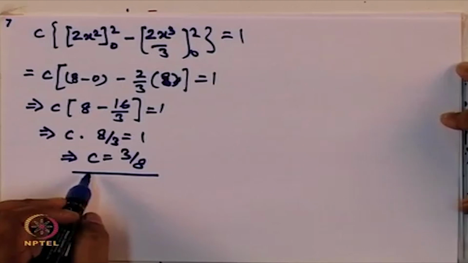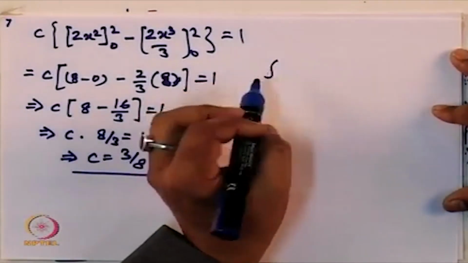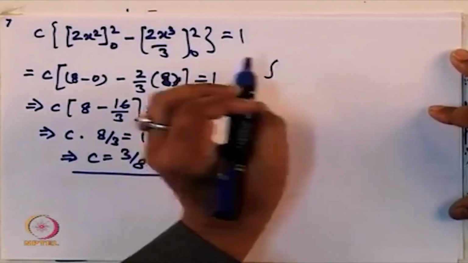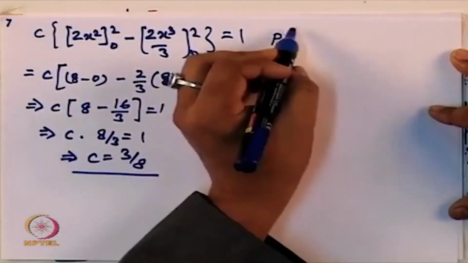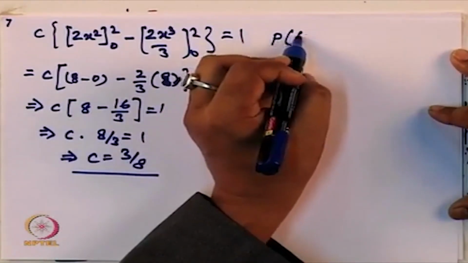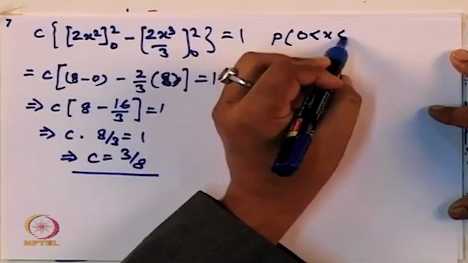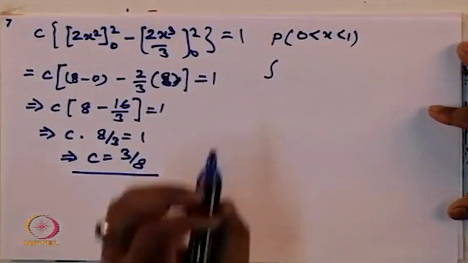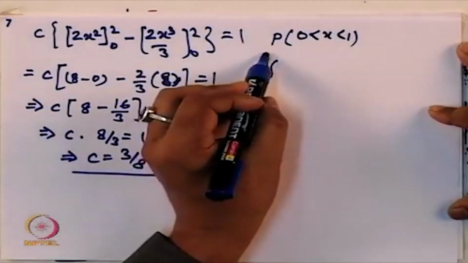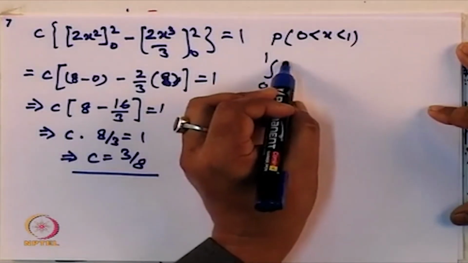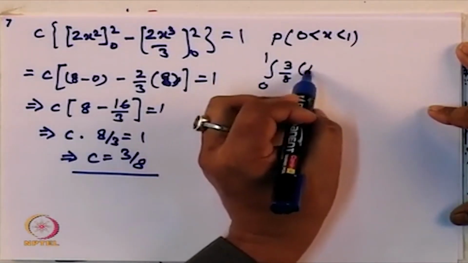So, if we assume this is right, we can compute what is the probability that 0 is less than X less than 1. I can compute that probability as the integral from 0 to 1. C is now 3 by 8.